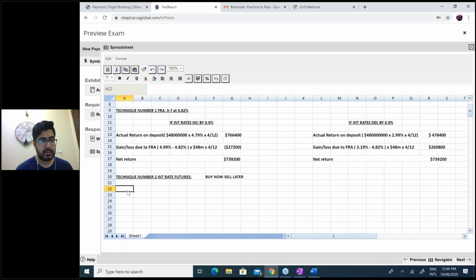Okay, so it involves steps. The first thing you need to do is to find the number of contracts. In futures, the first step you need to show is the number of contracts.